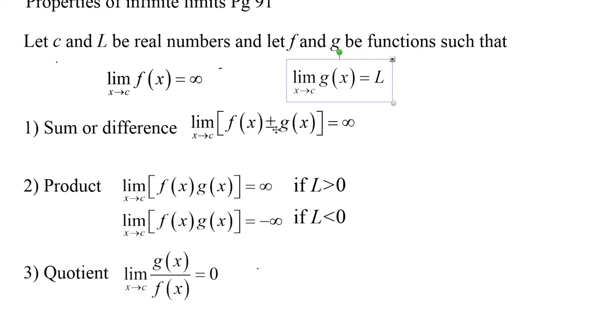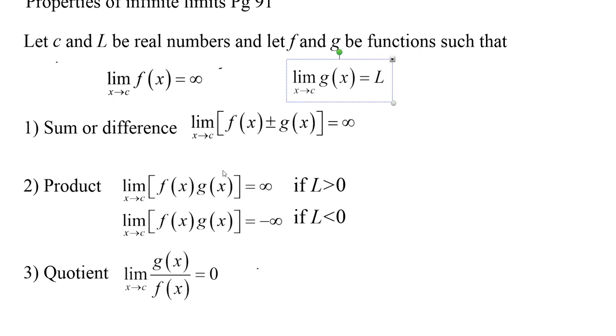So if I add something that grows without bound to something constant, no matter how big or how small that is going to be. And again, you can't really add infinity. Infinity is a concept. But we can think of it this way. We are adding something that grows without bound to something that's constant. So we're adding bigger and bigger and bigger numbers to something that's constant. So obviously that's going to go to infinity.